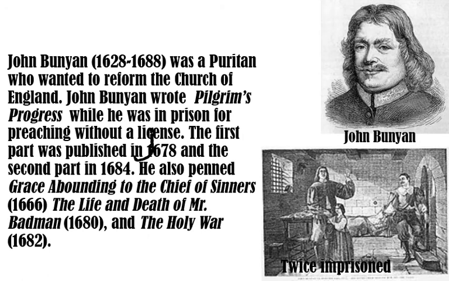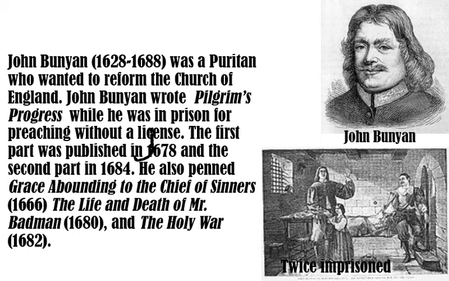John Bunyan, 1628 to 1688, was a Puritan who wanted to reform the Church of England. John Bunyan wrote Pilgrim's Progress while he was in prison for preaching without a license. The first part was published in 1678 and the second part in 1684. He also penned Grace Abounding to the Chief of Sinners, The Life and Death of Mr. Badman, and The Holy War. He was imprisoned twice.